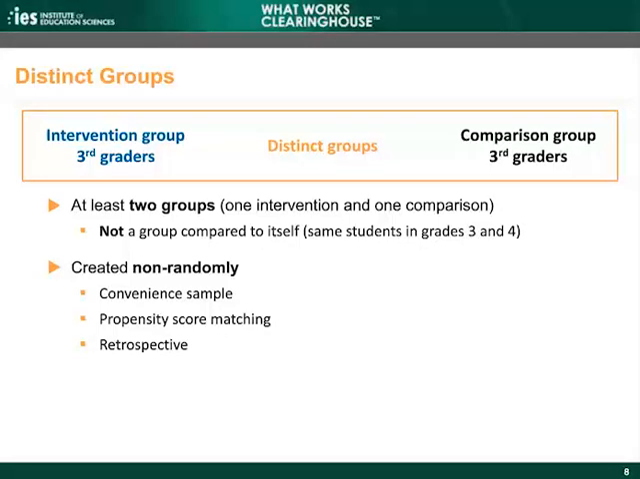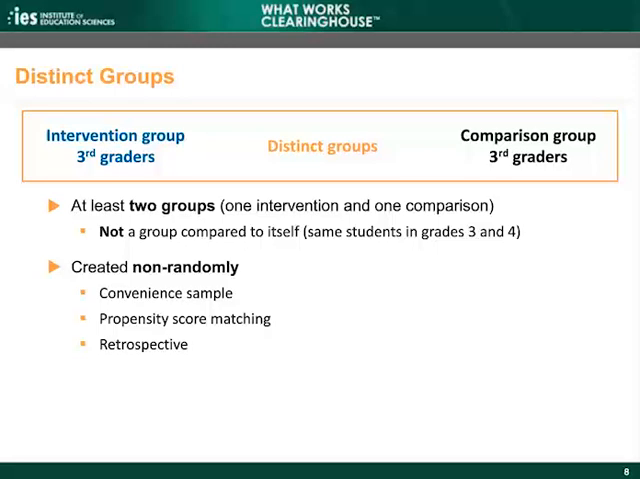Therefore, studies without a distinct comparison group cannot meet group design standards. Other than having distinct groups, there are no additional group formation requirements for QEDs. Group formation can be accomplished through various non-random processes. Groups could be created largely for convenience, for instance, choosing comparison group schools that are near your intervention schools, or by comparing schools that volunteered to implement a new curriculum to schools that did not.